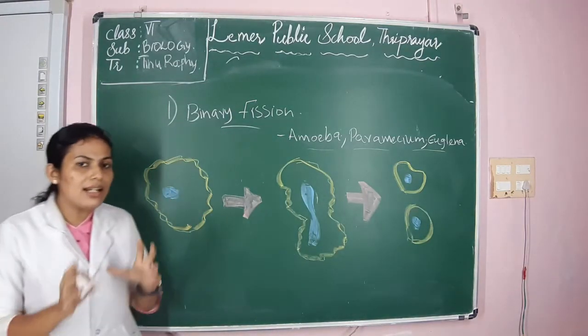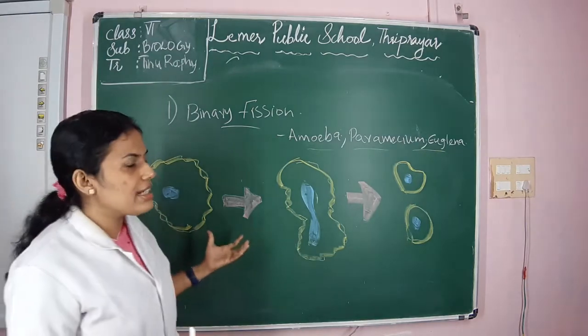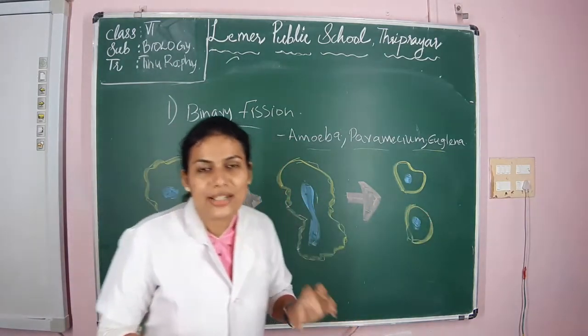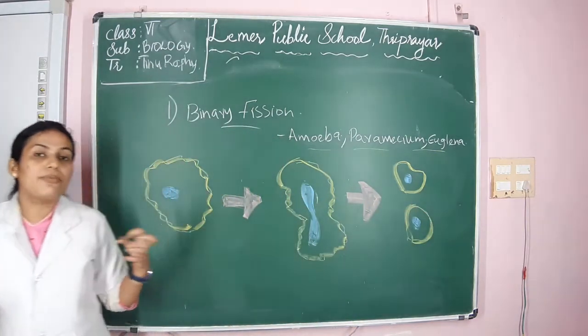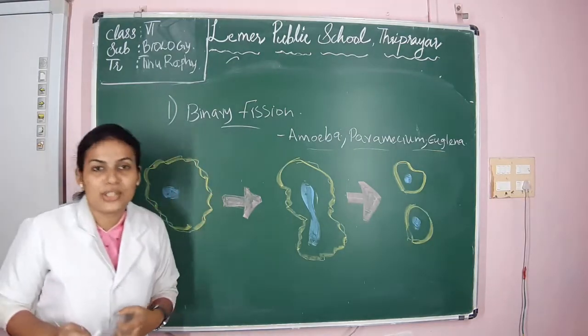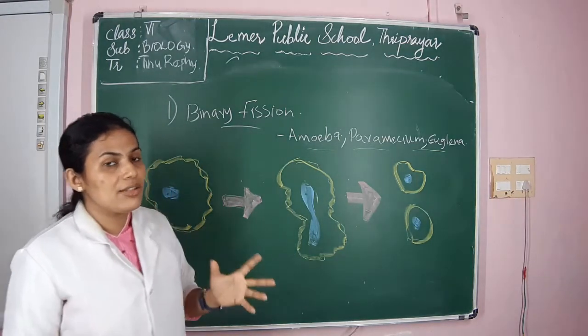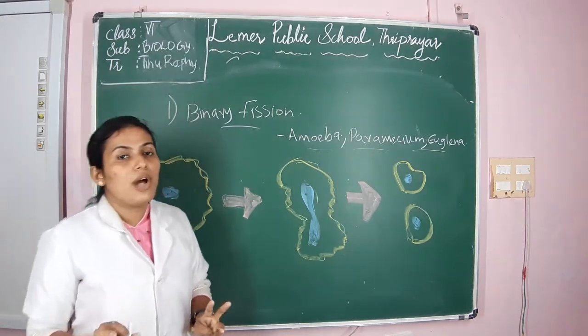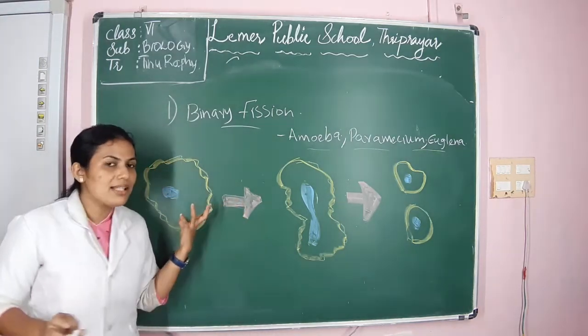That is, a single mature cell is getting divided into two daughter cells with two daughter nuclei. This type of division is what we call binary fission. Bi means two, fission means division. So two daughter cells are formed from a single cell.